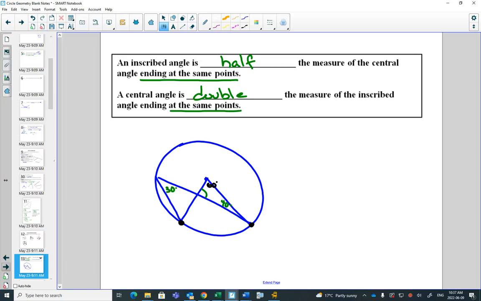Yes, this makes a triangle. Triangle angles always add up to 180, so now you could figure out that is 80 degrees. You could also figure out this is 80 degrees, and this is 100, and this is 100. And once you've got that, you could also figure out that 80 and 30 makes 110, so this is 70 degrees. And so with one piece of information, we can find all of those angles. And that's what some of your questions will be.